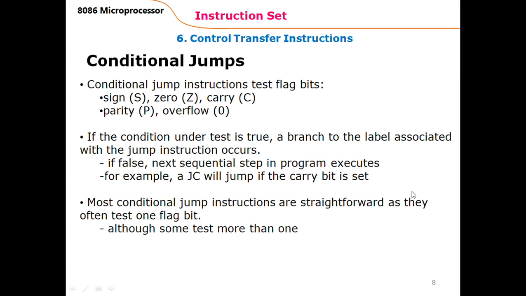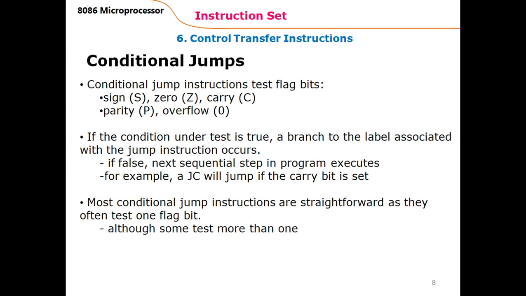Conditional jump instructions take decisions based on testing some flags, and these flags are sign flag, zero flag, carry flag, parity flag, and overflow flag. So these are the 5 flags that are normally tested for taking decisions. If the condition under test is true, a branch to the label associated with the jump instruction occurs, and if false, the next sequential step in the program executes.